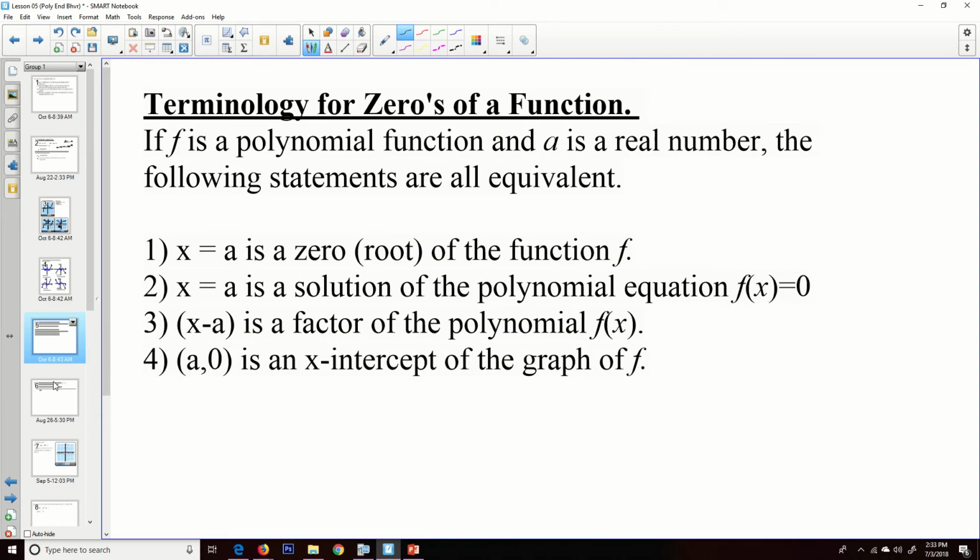Okay, some terminology for zeros of a function. If a function f is a polynomial function and a is a real number, then the following statements are equivalent. x equals a is a zero, or root, of the function. x equals a is a solution of the polynomial equation f of x equals 0. x minus a is a factor of the polynomial f of x. And (a, 0) is an x-intercept of the function. So when you say that something is a zero, all of the other 3 conclusions can be made, and vice versa. Anytime you choose any one of these statements, the other 3 have to also be true.